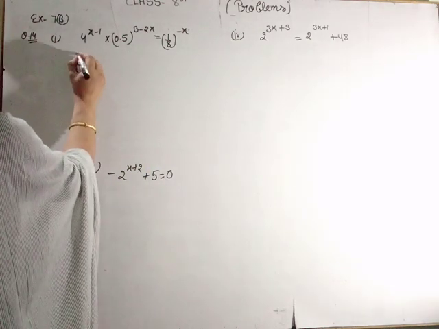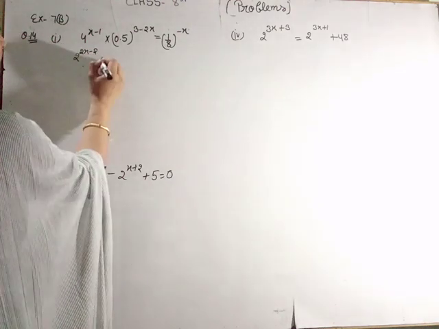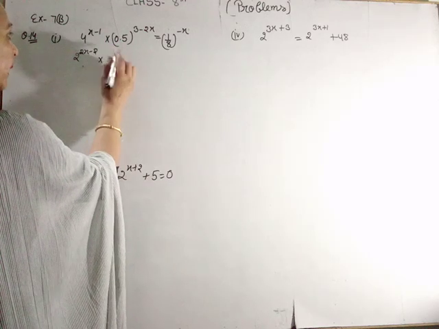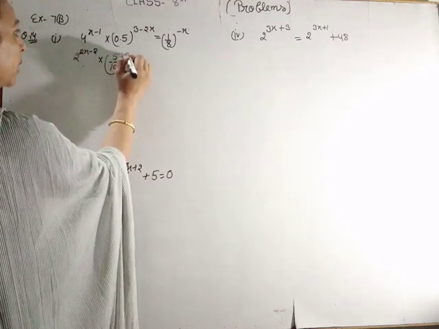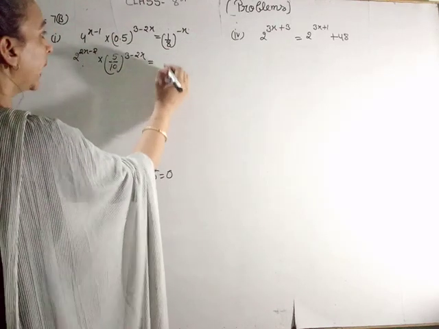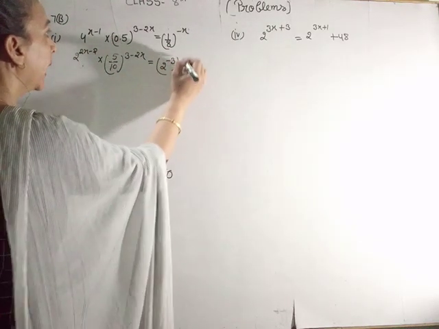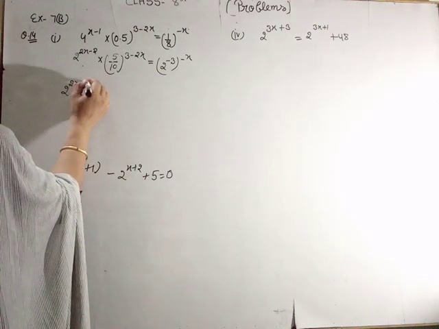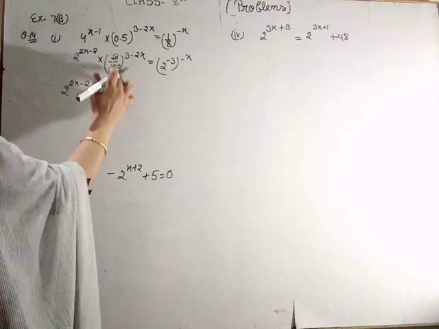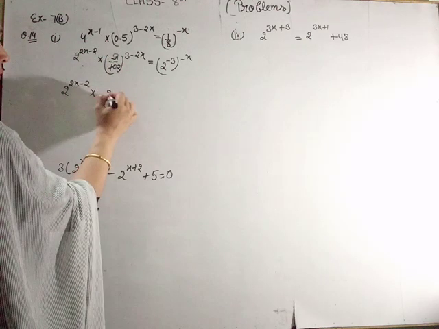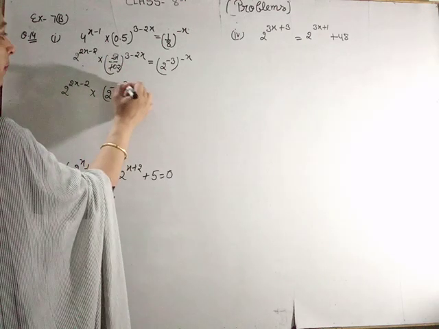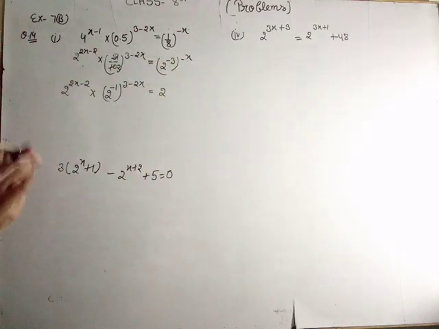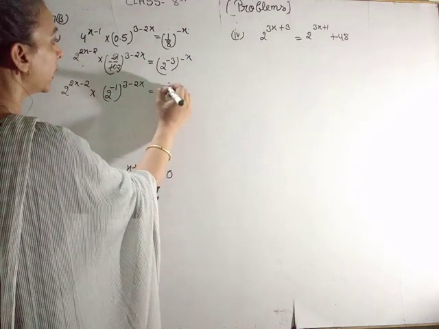Students, we write this as 2 raised to the power 2x minus 2, multiplied by 0.5, which is 5 by 10, raised to the power 3 minus 2x, equals 2 raised to the power minus 3 and minus x. Okay. Then 2 raised to the power 2x minus 2, and 5 by 10 is 1 by 2. We write 1 by 2 as 2 raised to the power minus 1, multiplied by 3 minus 2x, equals 2 raised to the power minus 3 multiplied by minus x, then this equals plus 3x.